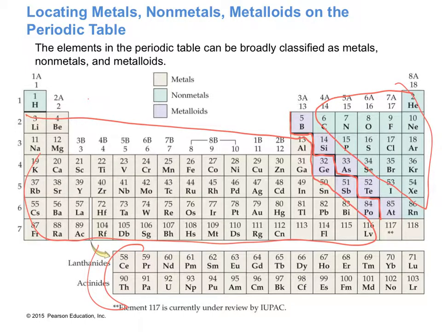They have metallic properties versus non-metallic properties. Those right along that stair step are called metalloids. They have certain properties that are like metals and certain properties that are like non-metals. It's almost like a buffer. Lanthanides and actinides are both metals as well. I'm pretty sure it's not part of the exam, so I wouldn't ask you.